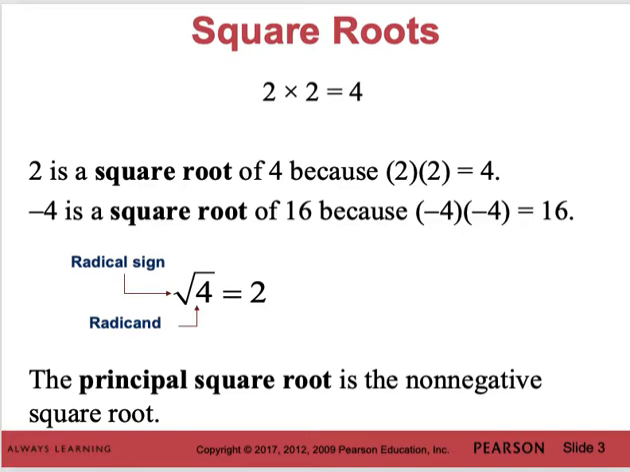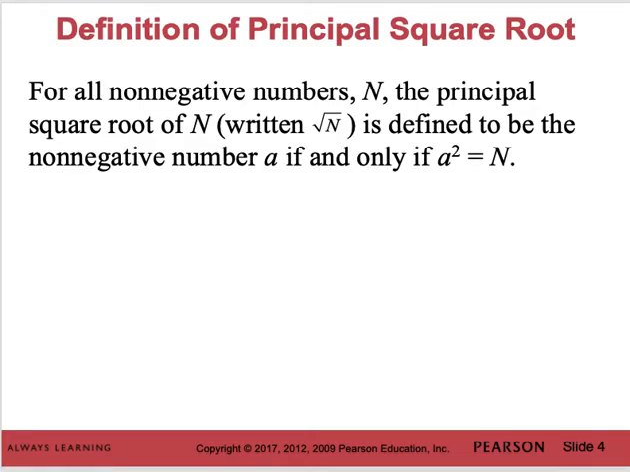Negative 4 is a square root of 16 because negative 4 times negative 4 also equals 16. So if we're looking for the principal square root, we're looking for the positive number of 4. The square root of 16 would equal positive 4 as well. For all non-negative numbers n, the principal square root of n, written as the square root of n, is defined to be the non-negative number a if and only if a squared equals n.